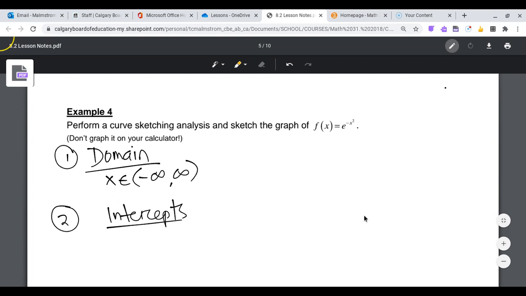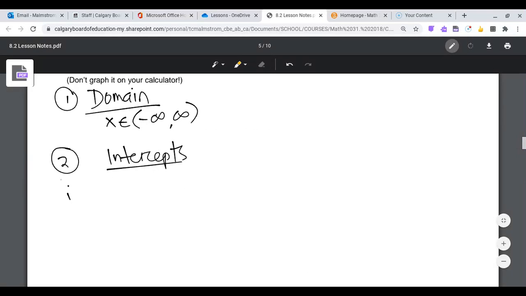Okay, so we have x-intercept when y is equal to 0. So is this possible? We were just looking at that with our critical numbers. e to the exponent, any exponent, it's never going to be 0, right? Think about horizontal asymptote. So we have no x-intercept.